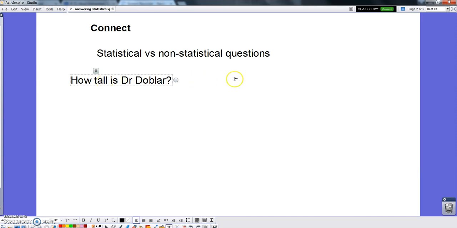A statistical question is a little different. There are a lot of different answers to be had, like how tall are 5th graders? Well, they're not all the same height, so it's not a simple answer where I can just give a number and say, that's how tall 5th graders are. We talked yesterday about what statistical questions are, and today we're going to start working on how to answer them.